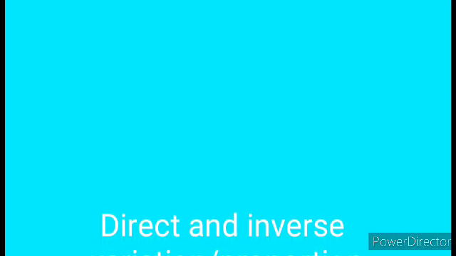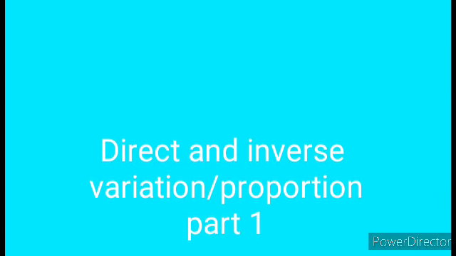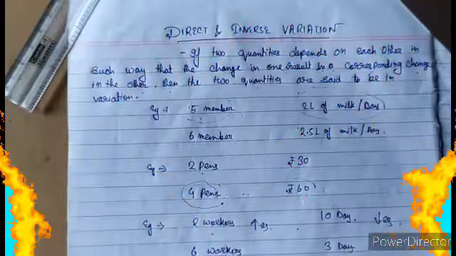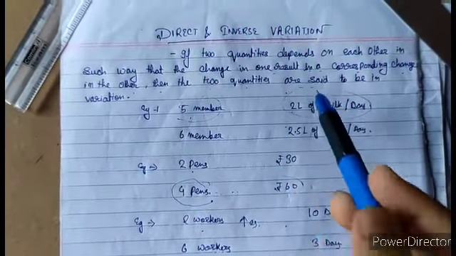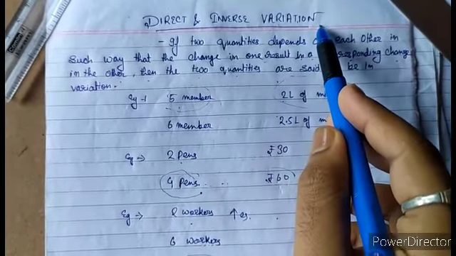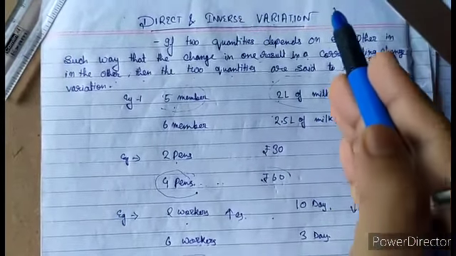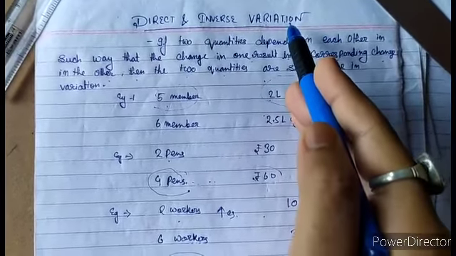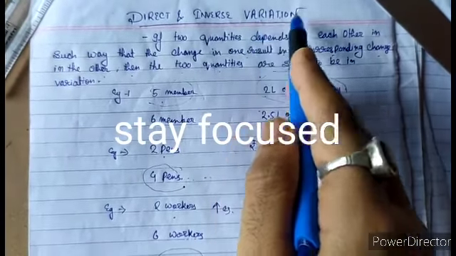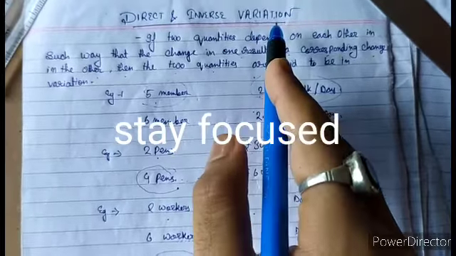In this video, we will learn about direct and inverse variation or proportion. Direct and inverse variation. Variation is also known as proportion. Somewhere it is used as proportion, somewhere it is used as variation. These two words, variation and proportion, both are similar.